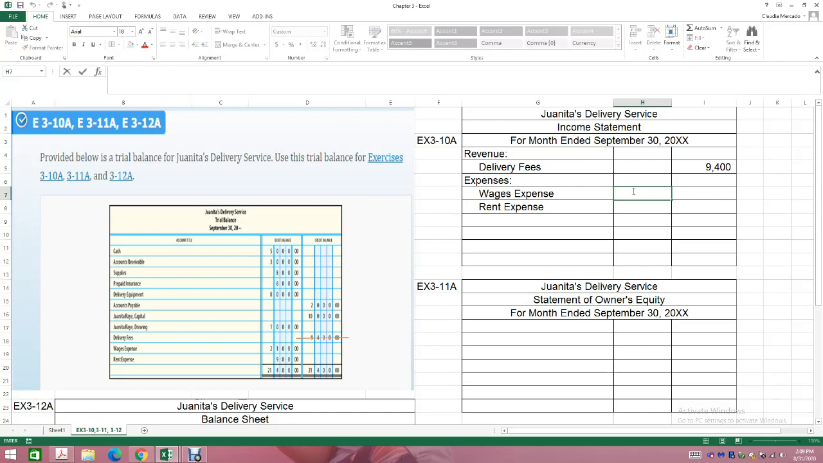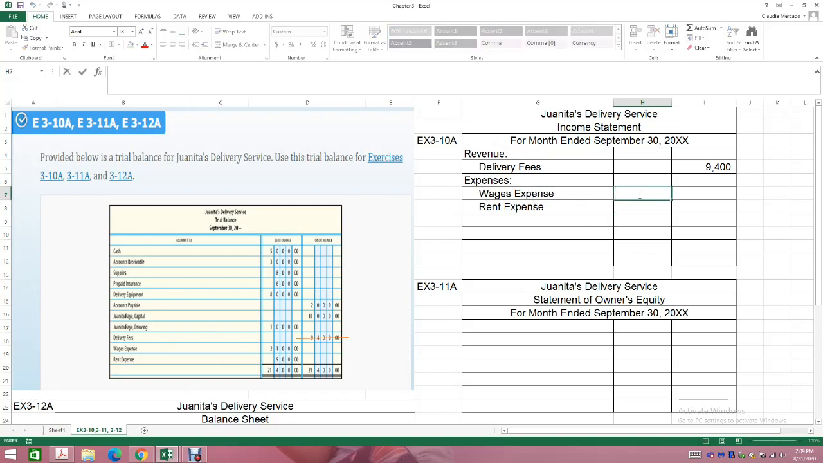Now this is a very basic income statement. In reality, income statements can be very long. We're missing a lot of accounts here, but this is just so we can learn the basics of preparing a financial statement, okay? So, revenues on top, expenses, however many expenses you have, on the bottom.